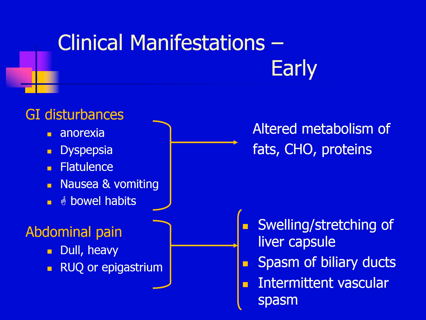So GI disturbances happen because there's alteration in the metabolism of fats. Abdominal pain, because it's either swelling, stretching, or spasm. It could be spasm of the biliary ducts or the vascular system.